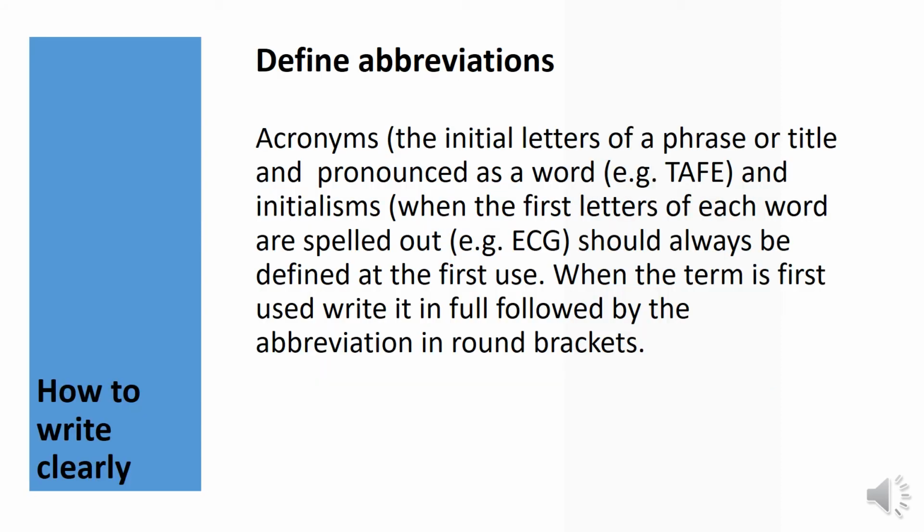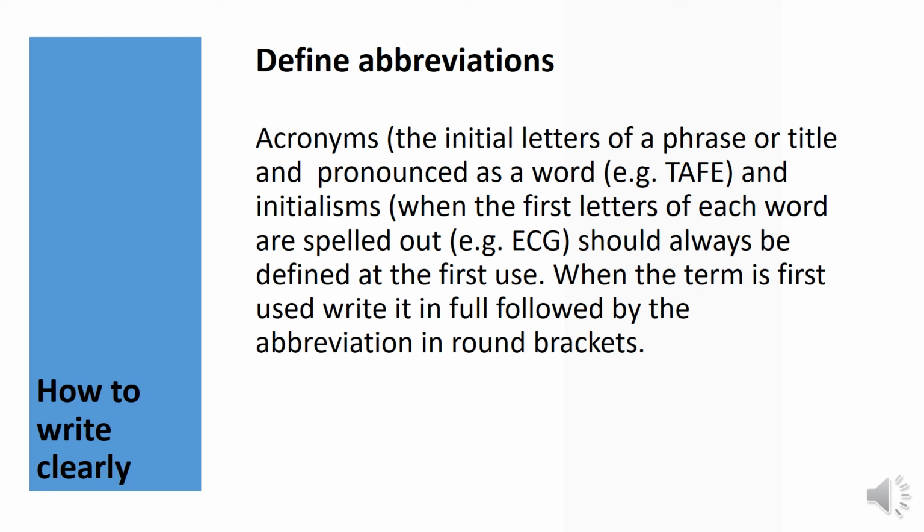How to write clearly? Another way to write clearly is by defining abbreviations. Acronyms are the initial letters of a place or title pronounced as a word. For example, here we have TAFE, T-A-F-E. An initialism is when the first letter of each word is spelled out, for example ECG. It should always be defined at first use.